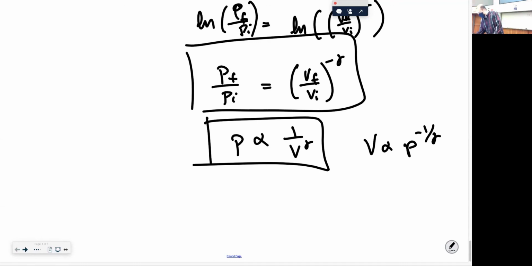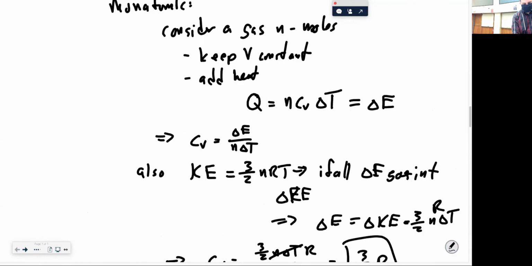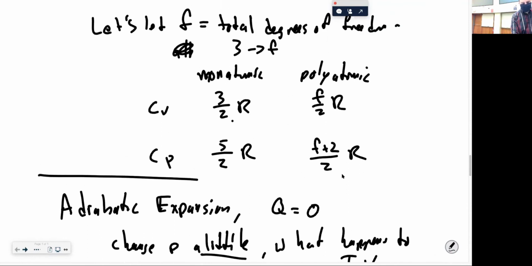I should also point out, in the minute that I have left, why this gamma thing is kind of important. Remember, we defined gamma to be f plus 2 over f. Does anybody know what that is also equal to? Can you imagine combining two things to get f plus 2 over f?